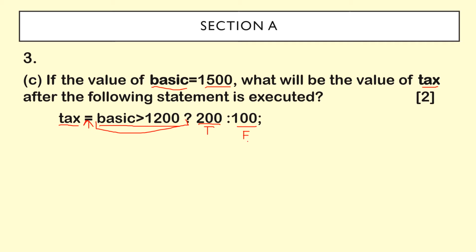So the conditional operator generally works like if else. If this is true, then the first expression will go, else the second expression will be assigned. So here the basic is 1500, so the answer will be 200 since it is true. So my answer is 200. Let's proceed to the next question.